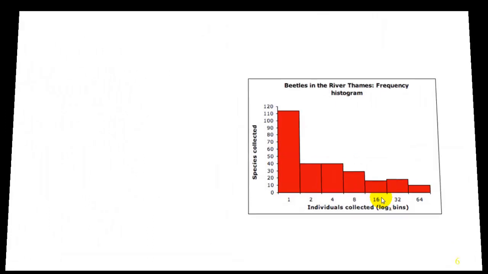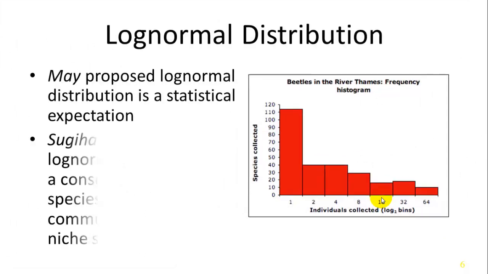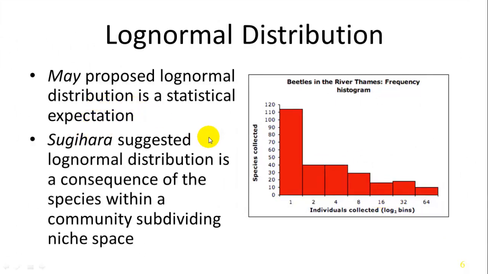That's the log-normal distribution. So May proposed the log-normal distribution is just a statistical expectation. So by virtue of statistics, you're going to have some that are more represented than others. But Sugihara suggested that it is a consequence of species within a community subdividing their niches. So the most abundant species have the most abundant niches, and so they would be more abundant.